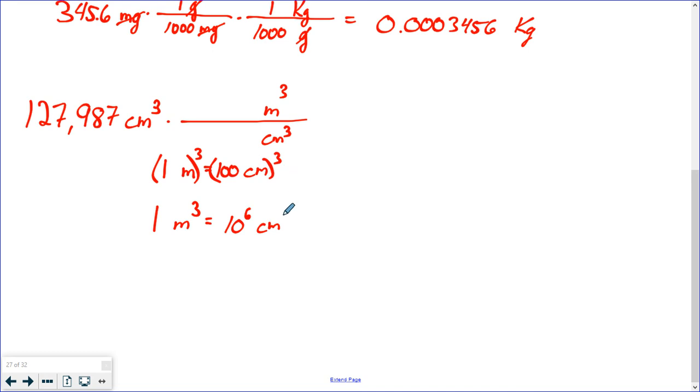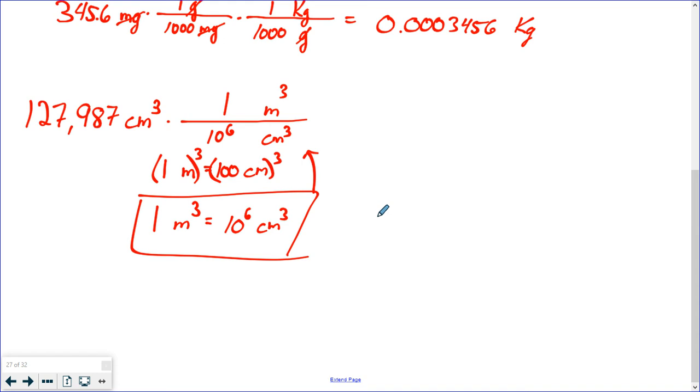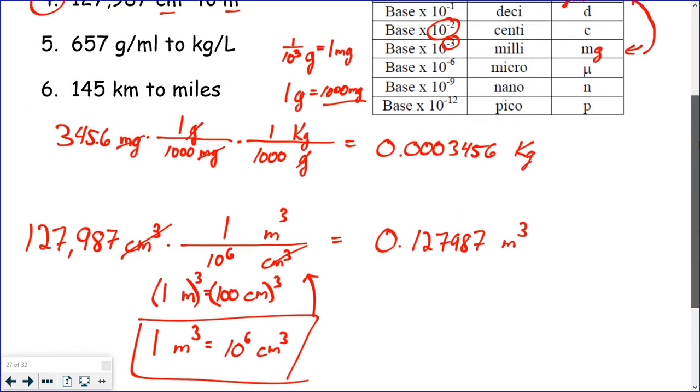And I get centimeters cubed is just centimeters cubed. So this is my ratio now. This is my conversion factor. I can plug it into my ratio up here. So 1 meter cubed is 10 to the 6 centimeters cubed. And now I can do my math. Cubic centimeter cancels, and I'm left with this divided by a million. If you divide that by a million, you get 0.127987 meters cubed. Okay, I hope that helps.